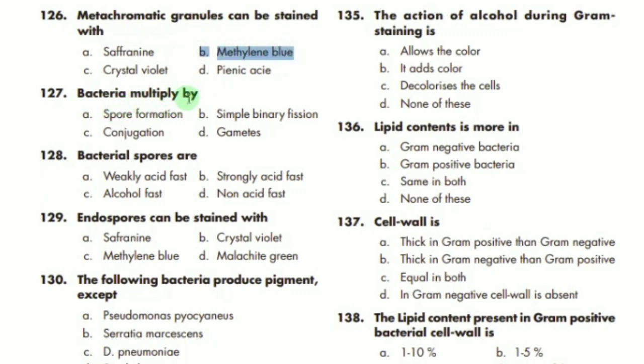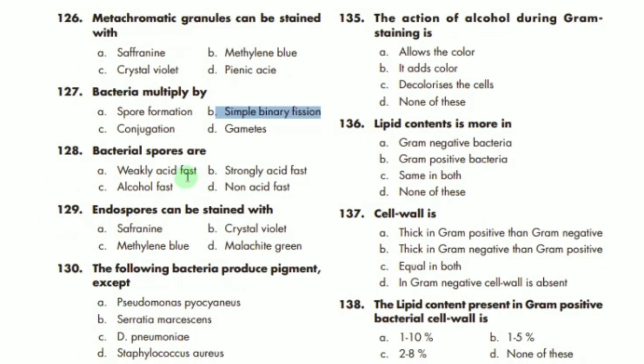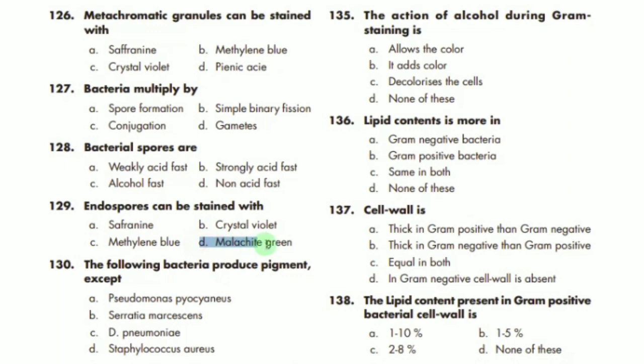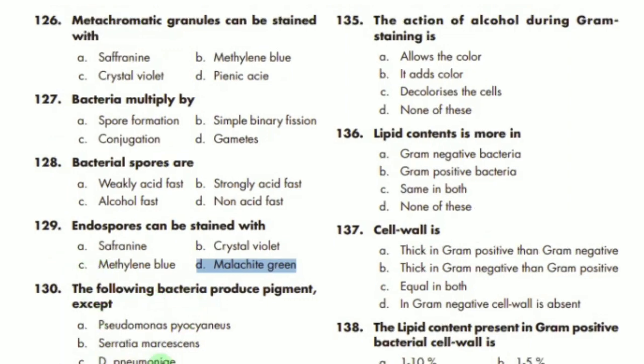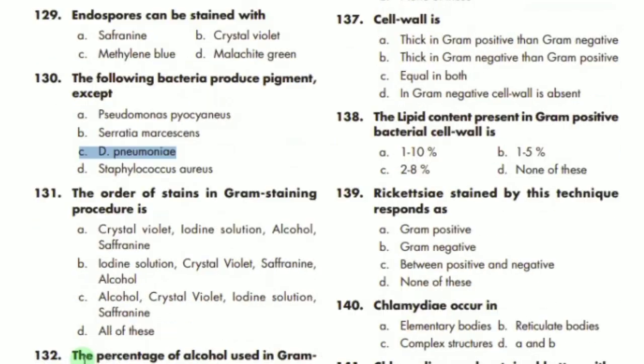Bacteria multiply by, obviously it multiply by simply binary fission. B is the correct option. Bacterial spores are, so the bacterial spores are mostly weakly acid fast. So A is the correct option. Endospores can be stained with malachite green. D is the correct option. The following bacteria produce pigment except, so every bacteria producing pigment, so only pneumonia, D pneumonia didn't produce the pigment.